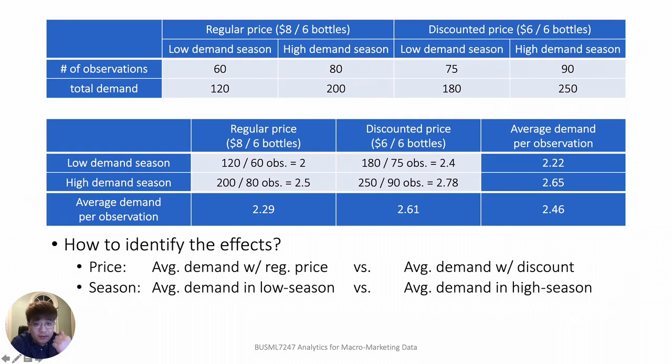These well-balanced numbers of observations imply that the price is the only one factor that distinguishes between the columns. The seasonality can be regarded as randomized. Next, let's look at the rows. The group of low demand season observations versus that of high demand season observations. In the same manner, we can find that the season is the only one factor that distinguishes between the rows. There, we can identify each effect from the other.